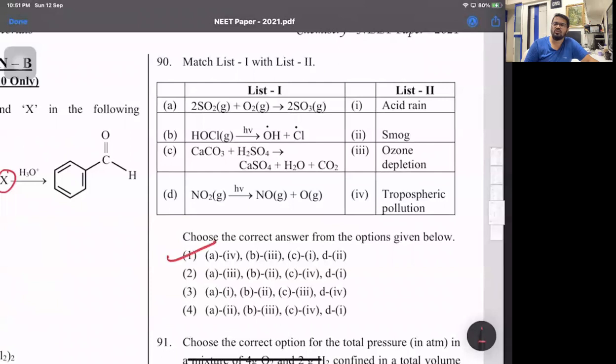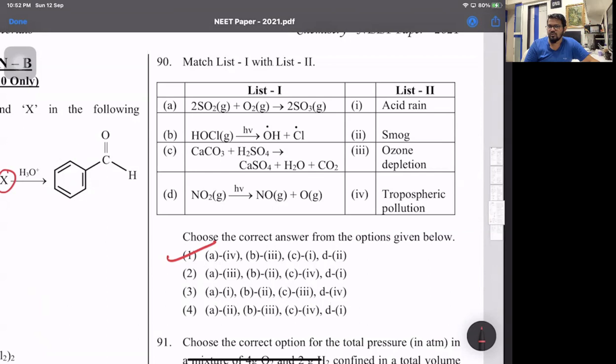Second one, OH and Cl free radicals, that's nothing but the ozone depletion, the free chlorine radicals. Third one is C, that is acid rain, that is the depletion of what we have also as the Taj Mahal, that's calcium carbonate, the marble reacts with the acid rain and it is getting converted to calcium sulfate over there.